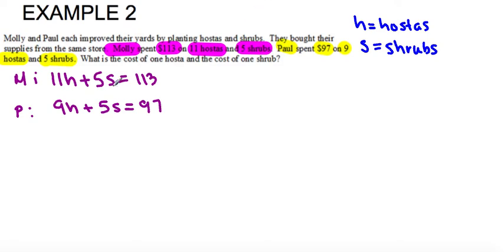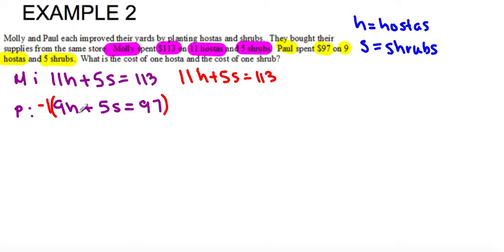And now the easiest method to use here is elimination. Since we have coefficients that are the same, we just need to have one of them be negative. I'm going to make the bottom negative by multiplying everything by -1. So the top stays the same, 11H plus 5S equals 113.